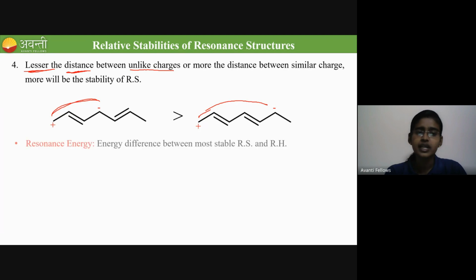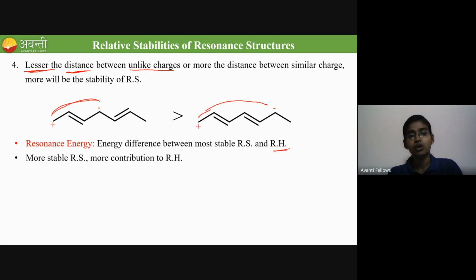And the next point is about the resonance energy. So what is meant by resonance energy? It is the energy difference between the most stable resonance structure and the resonance hybrid. RH means resonance hybrid. I'll tell you what is resonance hybrid. The more stable the resonance structure, the more contribution to the resonance hybrid. So let me take these particular structures as an example for you.